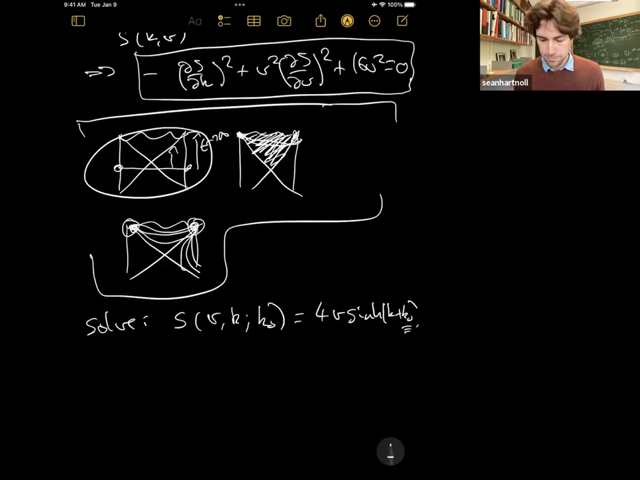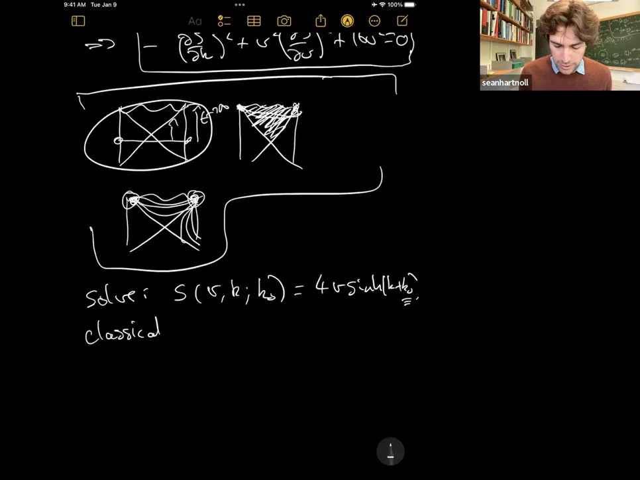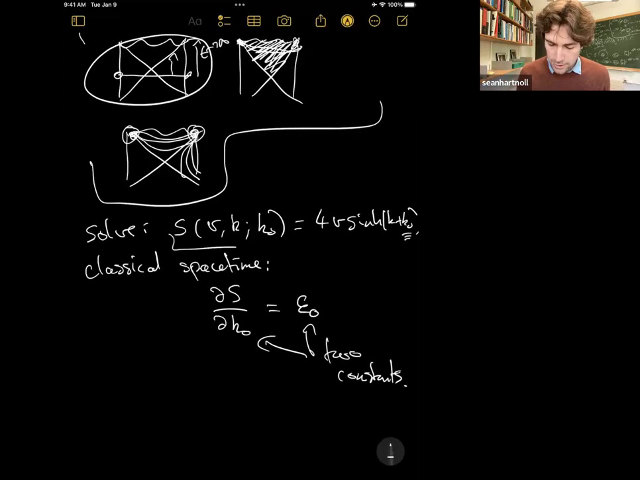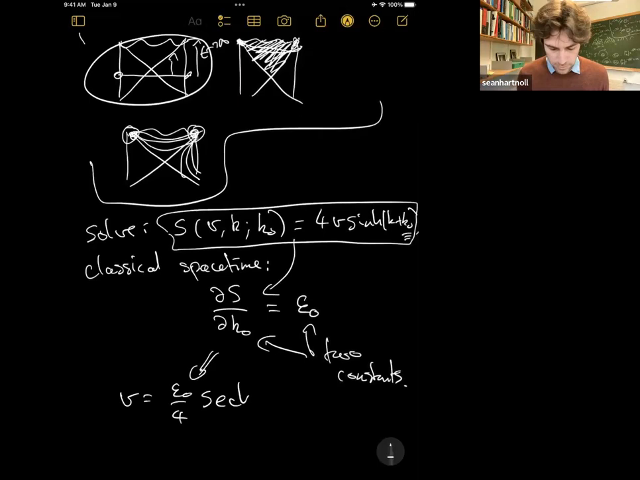And to get the classical spacetime given the Hamilton-Jacobi solution, you should do what you do in classical mechanics, which is you differentiate the Hamilton-Jacobi function with respect to the constant, and you set that equal to a second constant. So now there are two constants. The solution to Hamilton-Jacobi only has one, which is going to be important later. But the classical spacetimes, of course, come in pairs, and so they have two constants. If you take this solution and plug it in here, then you can solve for V, and you get V in terms of epsilon over 4 times sec(K plus K0).